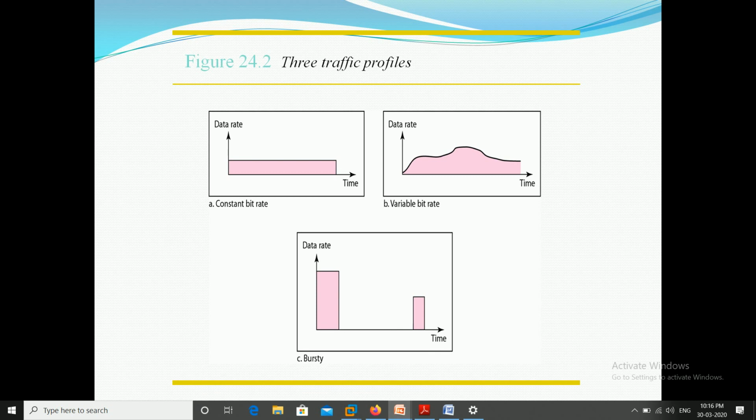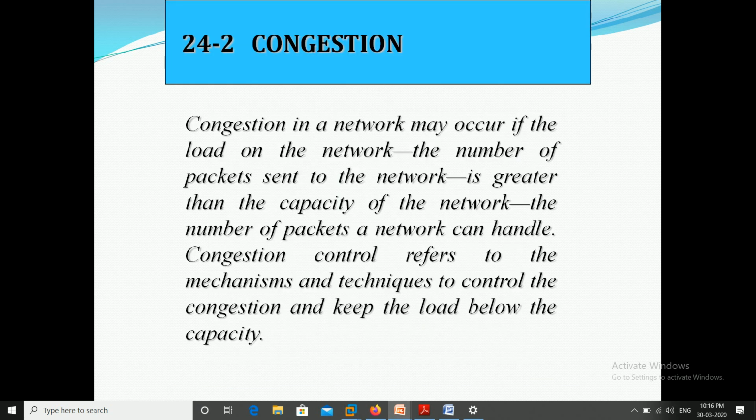In case of bursty, it is like a digital signal. Either it is at a high level or it is 0. It means in 1 to 2 seconds there is data at some rate, in 2 to 4 it remains idle, then in 4 to 5 again there is data at some data rate. So we have three traffic profiles: constant, variable and bursty. Then we have the term congestion.